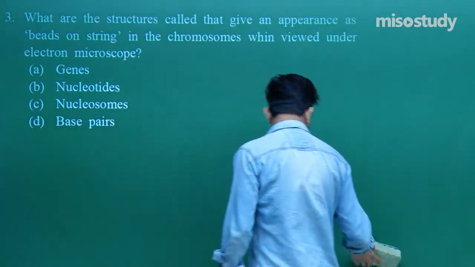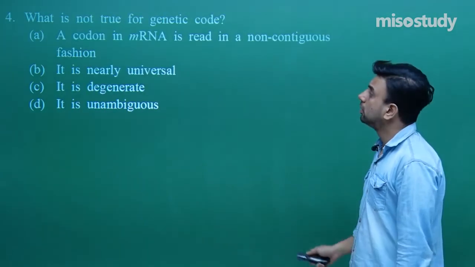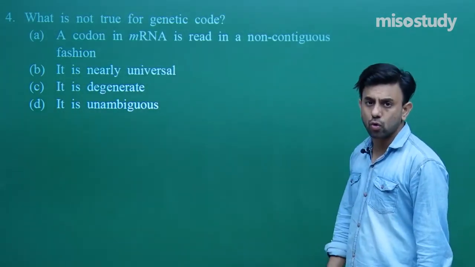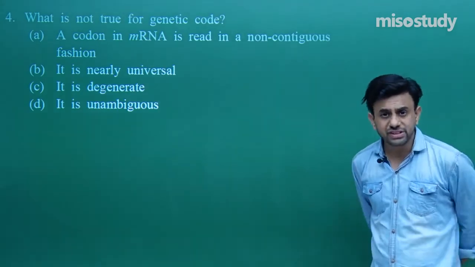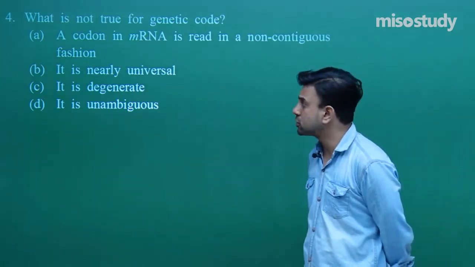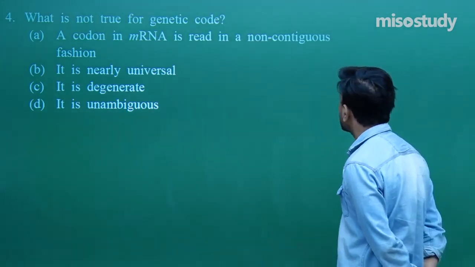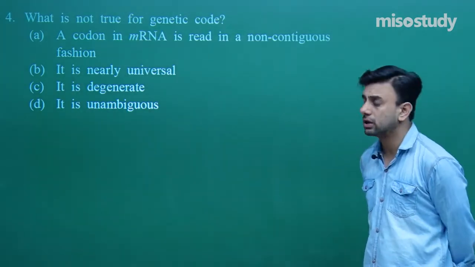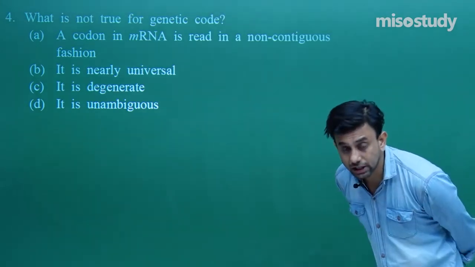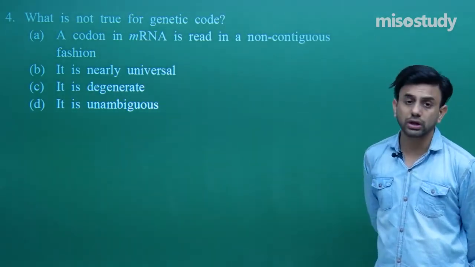We move on to the next question. What is not true for genetic code? The genetic code was given by Gamow. A codon in mRNA is read in a non-contiguous fashion, not at all right. It is read in a continuous, contiguous manner, the codon in the mRNA.